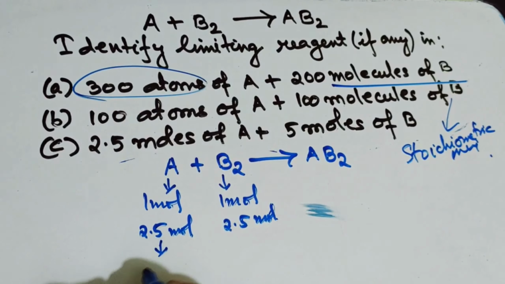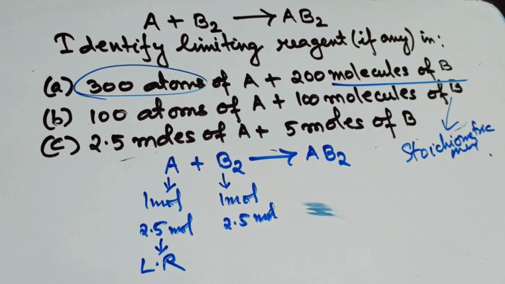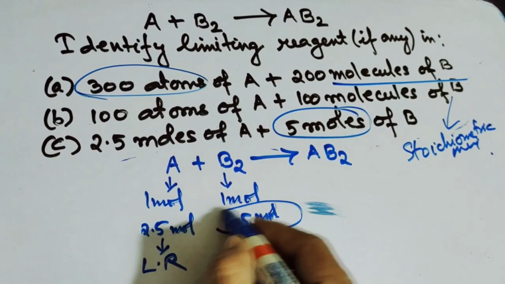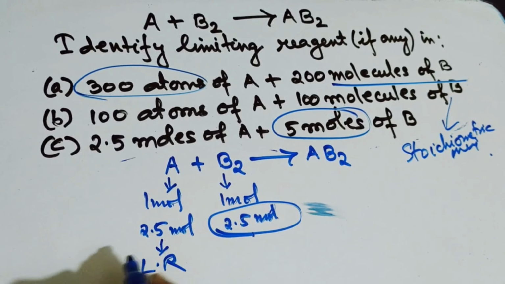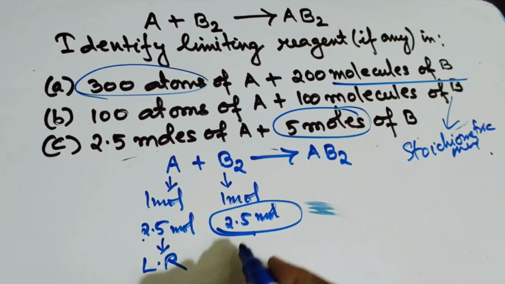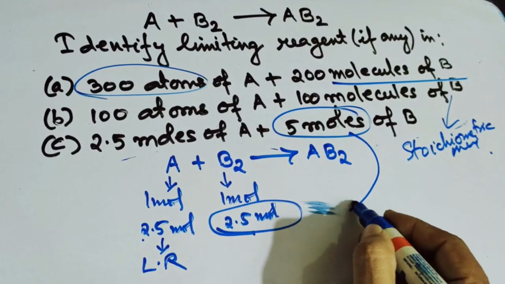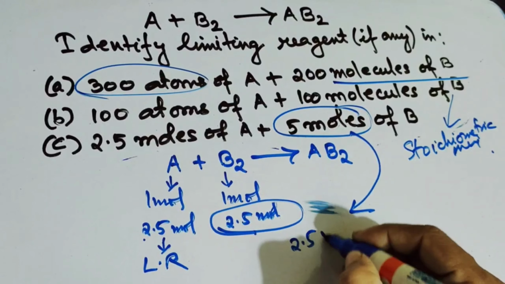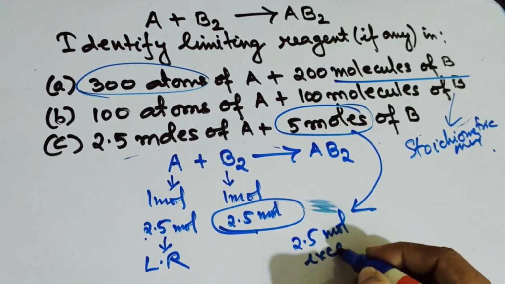So at that time A will be the limiting reagent, and 5 moles of B is supplied, but only 2.5 mole of B will react with 2.5 mole of A. So as per the supplied quantity of 5 mole, 2.5 mole of B will remain as excess.